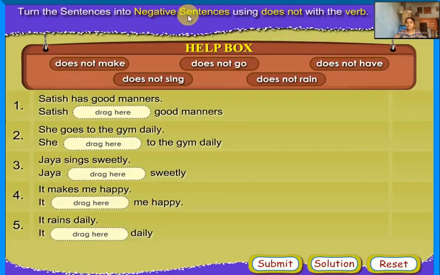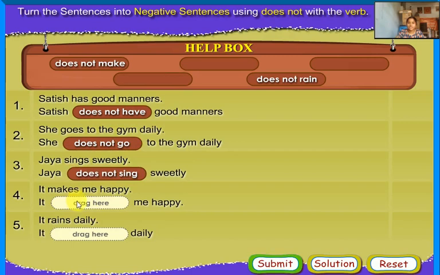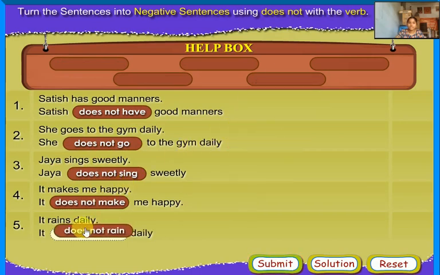Turn the sentence into negative sentence using does not with the verb. Satish has good manners. Satish does not have good manners. She goes to the gym daily. She does not go to the gym daily. Jaya sings sweetly. Jaya does not sing sweetly. It makes me happy. It does not make me happy. It rains daily. It does not rain daily.